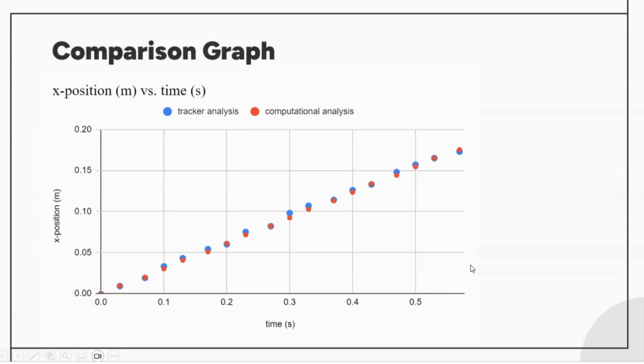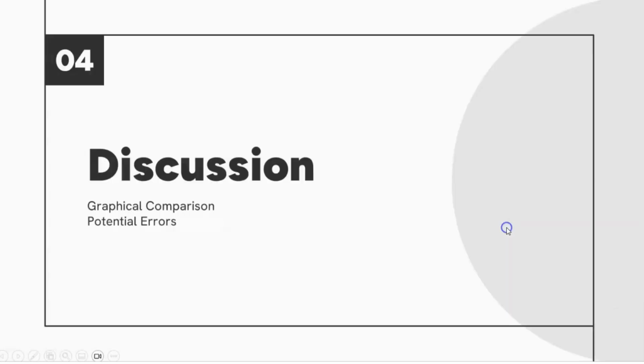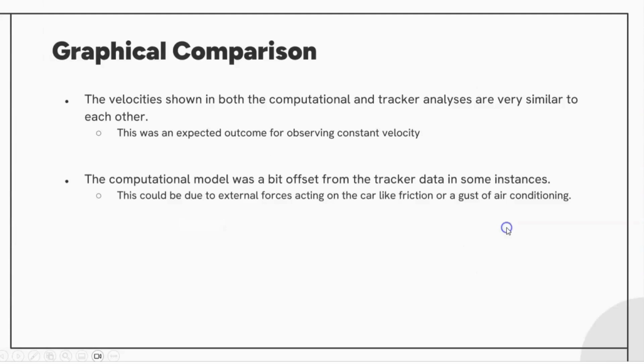And now this is the comparison graph of the tracker analysis in blue compared to the computational analysis in red. Next, I'll be going into analysis of this graph in the discussion. So the velocities shown in both the computational and tracker analyses were very similar to each other, and this is an expected outcome because I was modeling the observation.